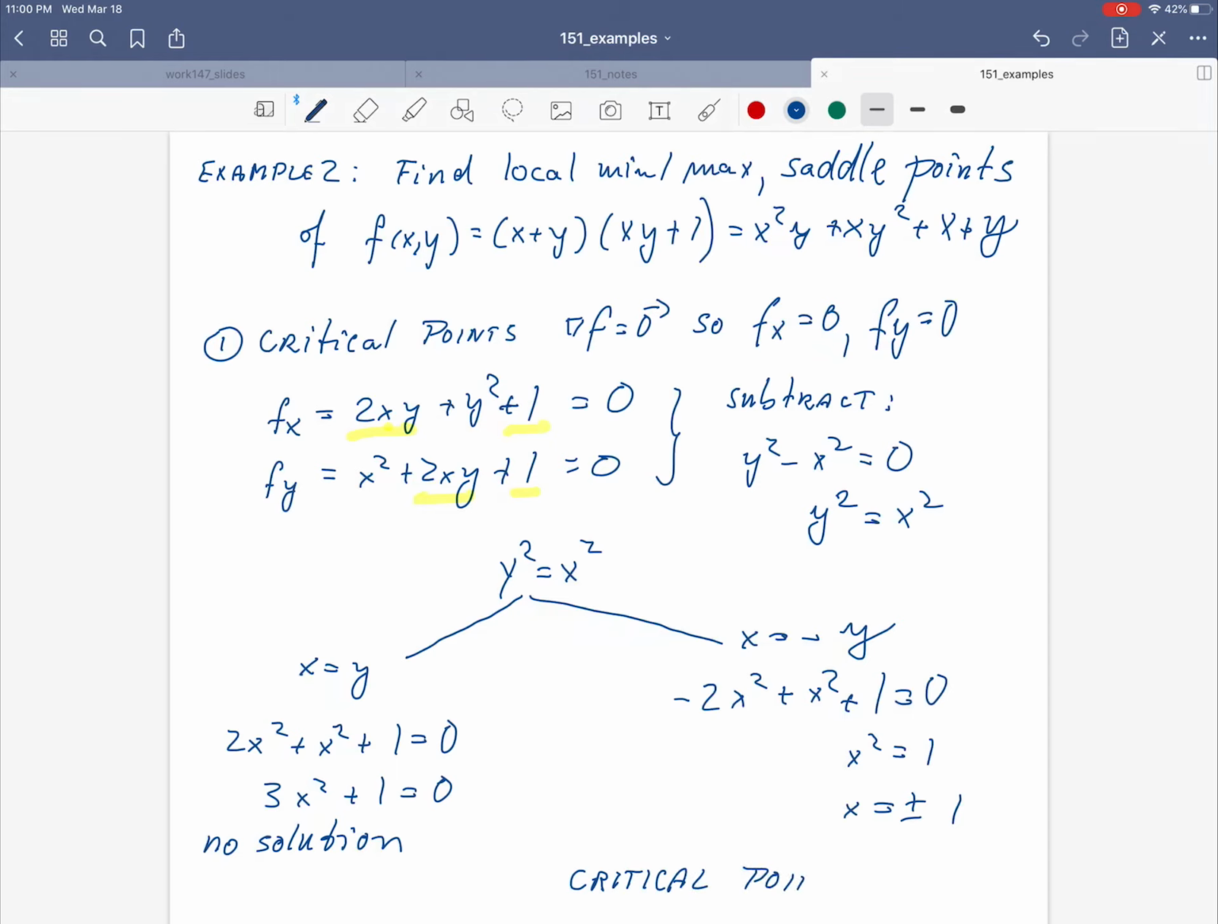and that gives us two critical points. If x is 1, going back to the substitution we used, which is x equal to minus y, so y is minus 1. If x is minus 1, y is the opposite. So we have two critical points, (1, minus 1) and (minus 1, 1). And that finishes the first step.